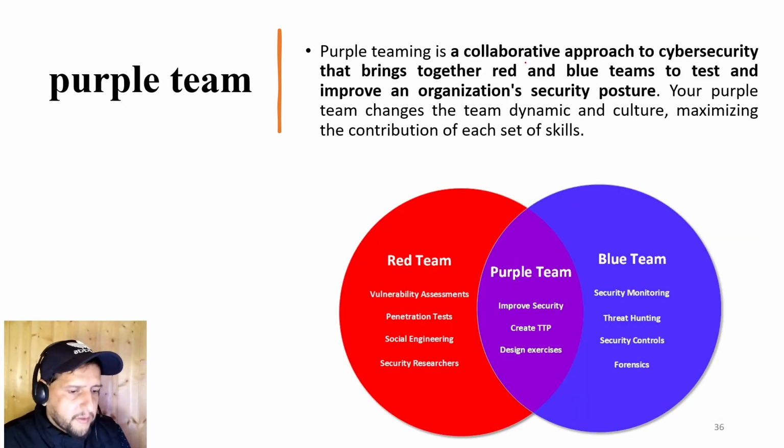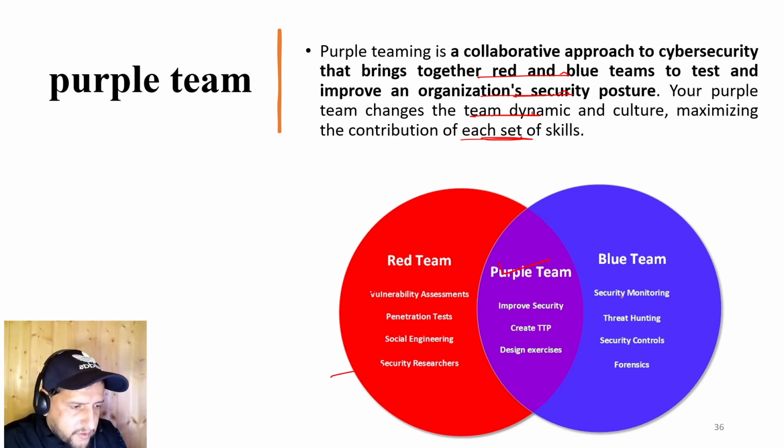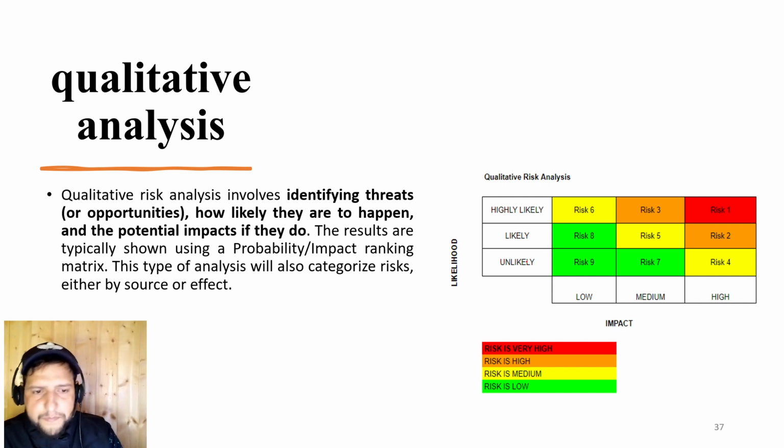Purple team is a kind of collaborative approach to cybersecurity that brings together red and blue team to test and improve organization security posture. Your purple team changes the team's dynamic and culture, maximizing contribution of each set of skills. So you have a red team, which could be pen testers, social engineering, or security researchers. Blue team is a defender, and then purple team acts as a referee, like the way we have white team.